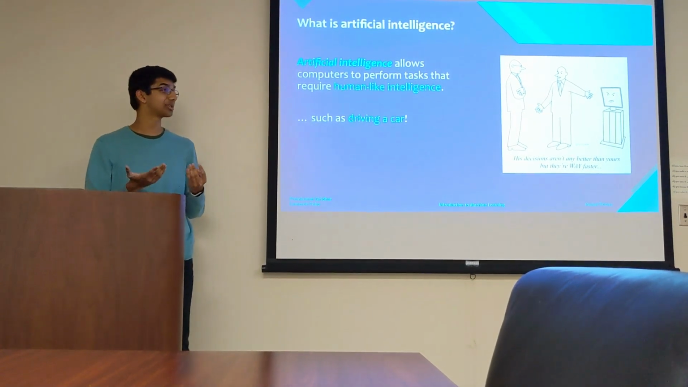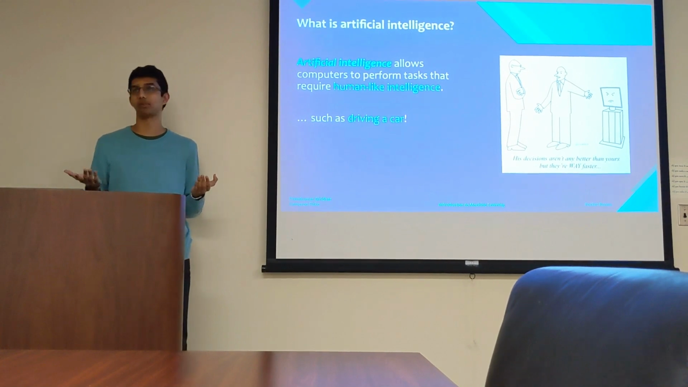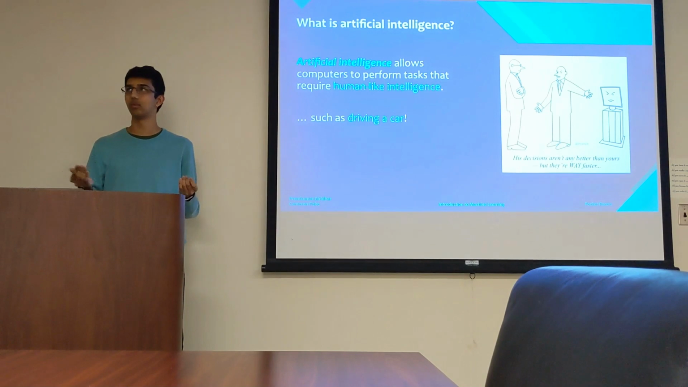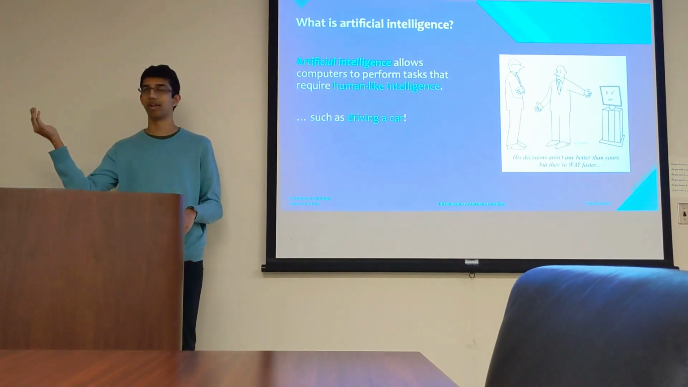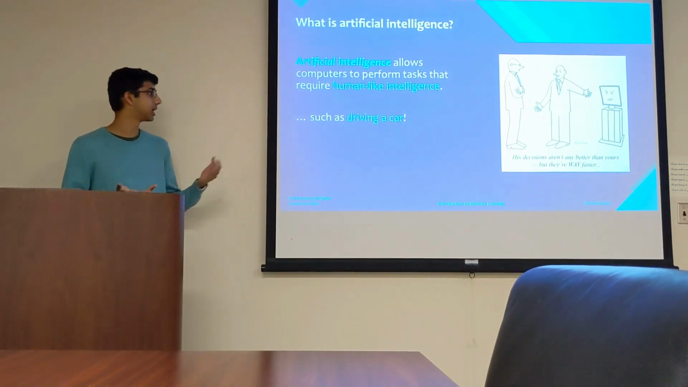So let's start with artificial intelligence. Artificial intelligence allows computers to perform tasks that require human-like intelligence. So basically, the computer is going to learn how to think like a human and do tasks that we sort of take for granted because we don't really think about how our brain does things, but the computer needs to be taught how to do these things, like driving a car.